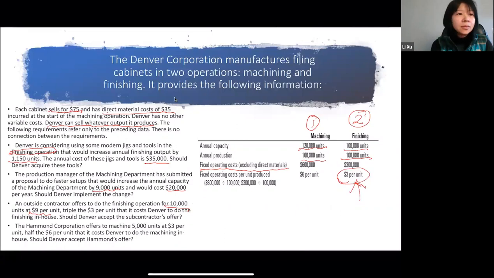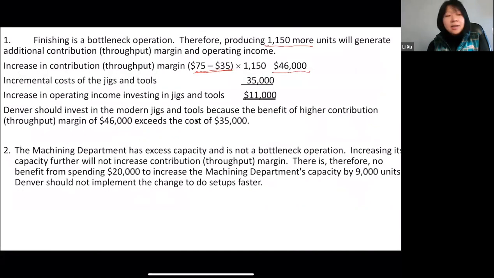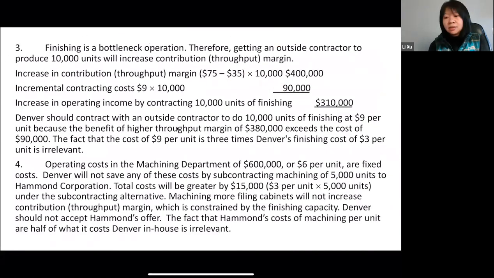Okay? So we have a question. How can you tell which department is a bottleneck? That's an excellent question. How can you tell? Look at the capacity and the production. If the production has already maxed out the capacity, then that's the bottleneck department. Does that make sense? All right. Okay, so let's move to the next question.